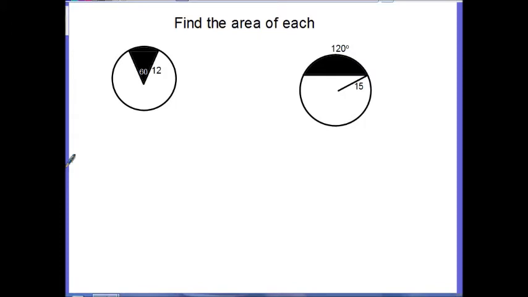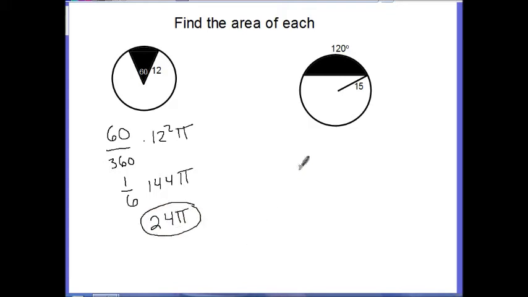So let's actually try some examples. For our first one, what we're going to do here is find the area of that sector. So the area of that sector is going to be the arc measure over 360 times the area of the circle, radius squared pi. So that reduces to give me 1/6 of 144 pi. 1/6 of 144 pi is going to end up giving me 24 pi.